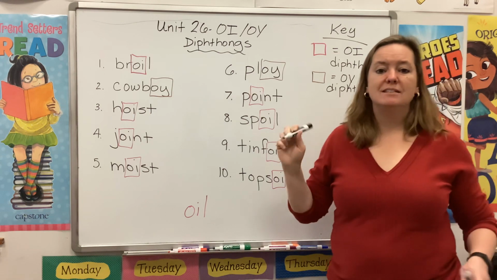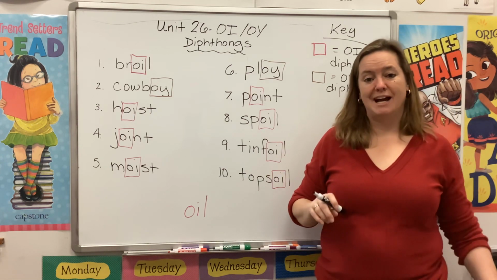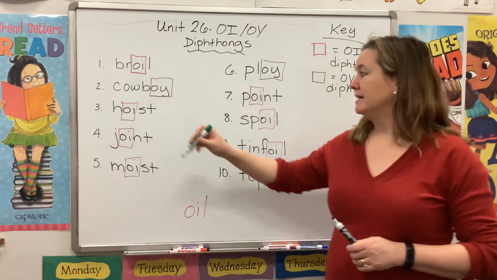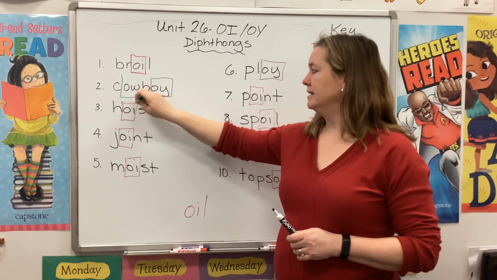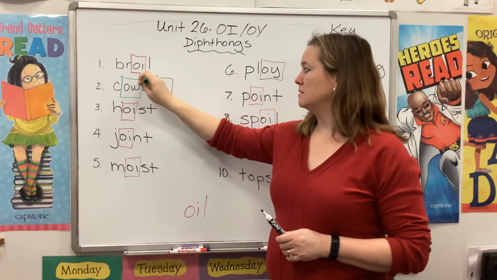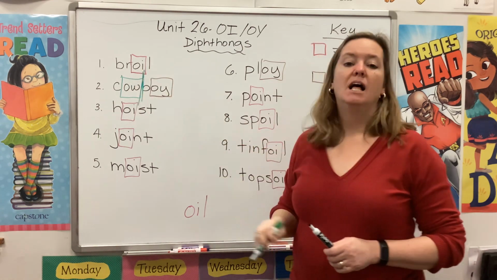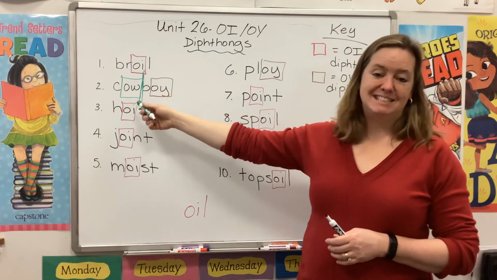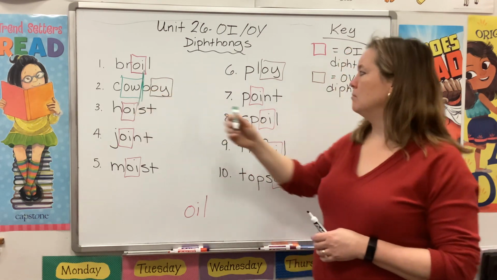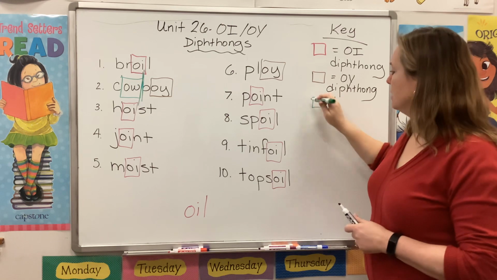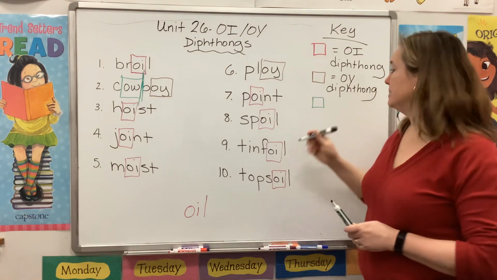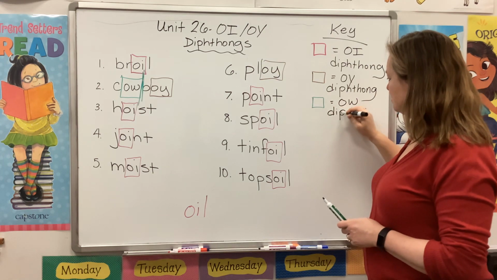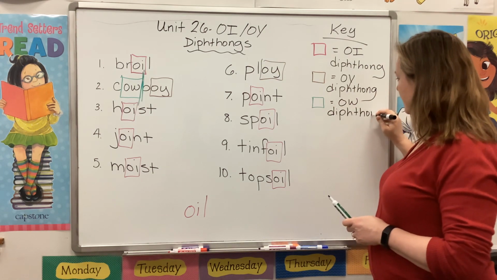Did you notice a diphthong from last week hiding in here? Yeah, the OW in cowboy. Okay, remember we talked about how OW likes to hang out at the end of a word or the end of a syllable. So cowboy uses an OW diphthong, but of course that's going to make a different sound. That's going to say ow.